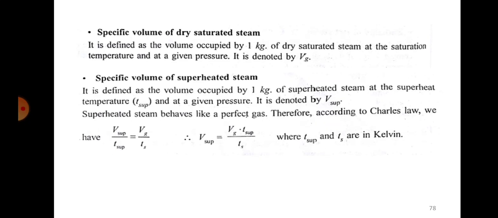So we have the formula as per Charles law: V superheated by T superheated is equal to Vg by Ts. That is, specific volume of superheated steam divided by superheated temperature will be equal to specific volume of dry steam divided by saturation temperature. So using this you can find any one unknown. In the problems they may give you the other quantities and you may have to find this. So V superheated, if you cross multiply, is Vg into T superheated divided by Ts.